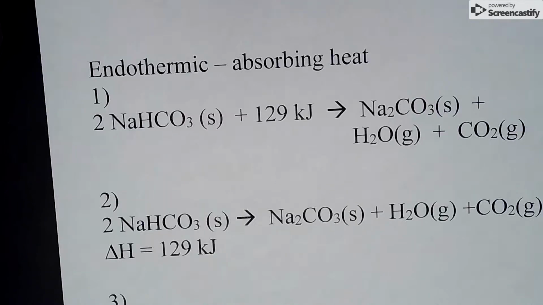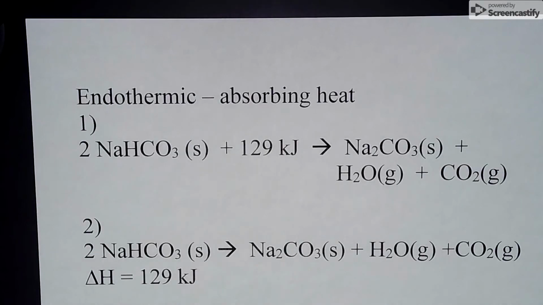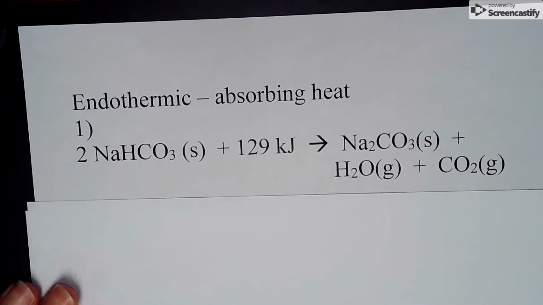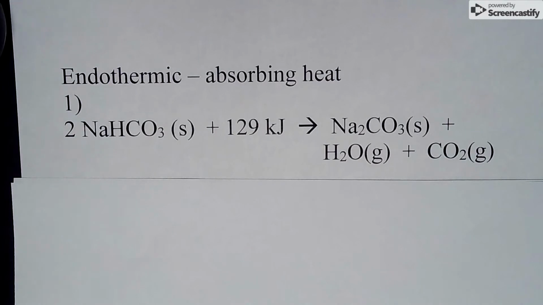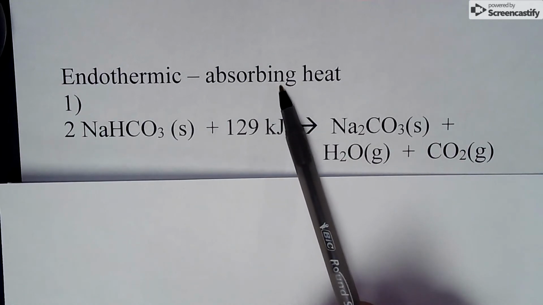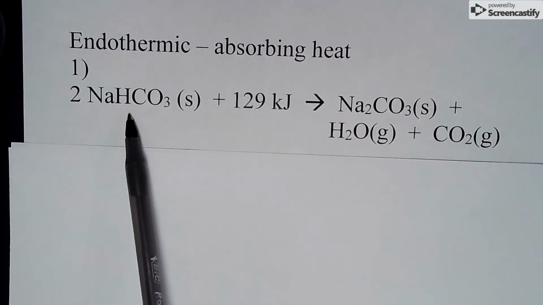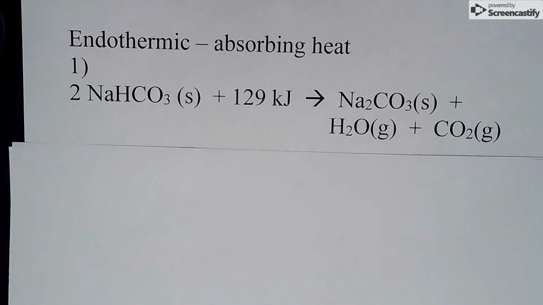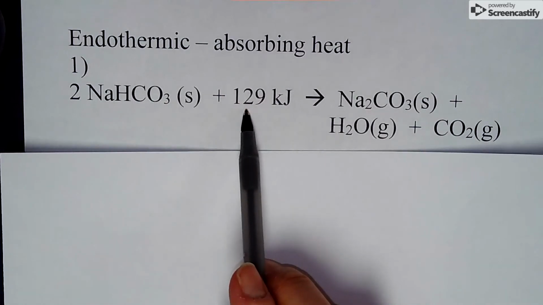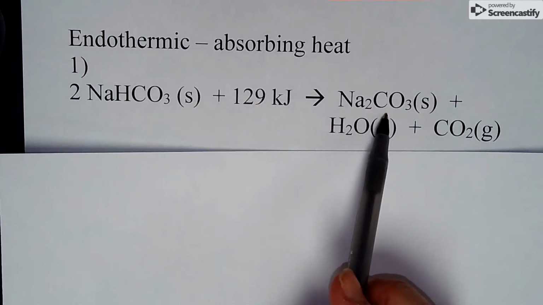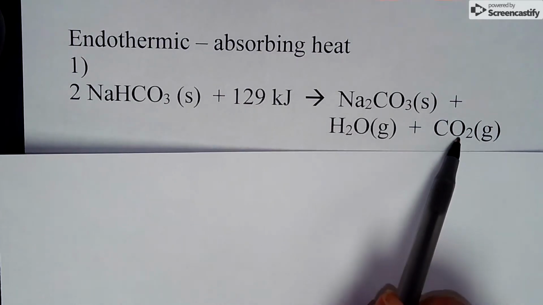So back again, now we're going to talk about some endothermic reactions besides the exothermic that I just talked about. The good thing about endothermic is it's just the flip of exothermic. So remember, endothermic is going to be absorbing heat. So I have this chemical reaction: sodium bicarbonate, sodium hydrogen carbonate, then I have the heat here, and then I have sodium carbonate, water, and CO2.